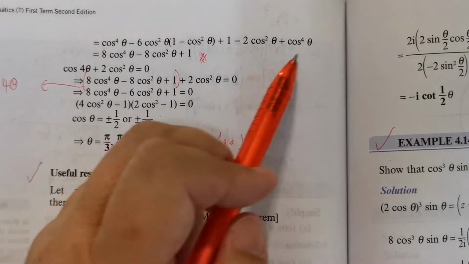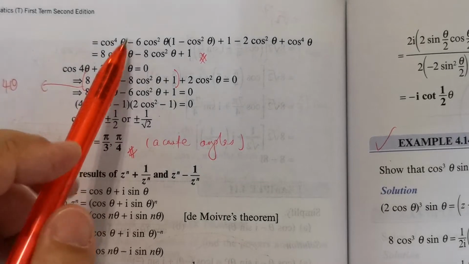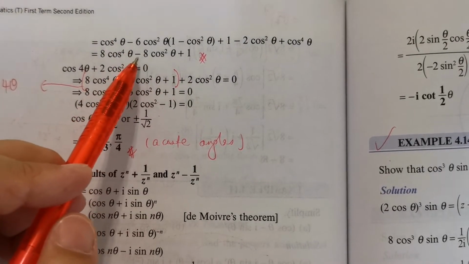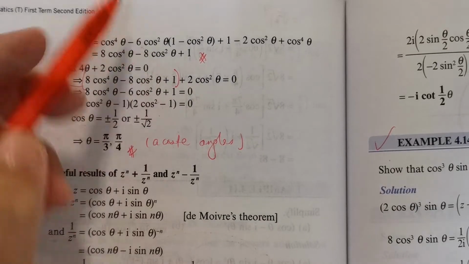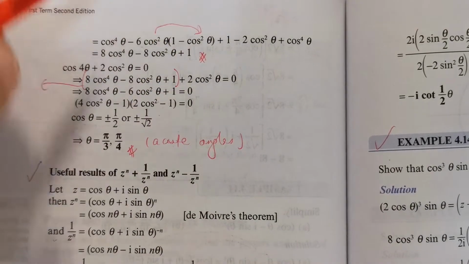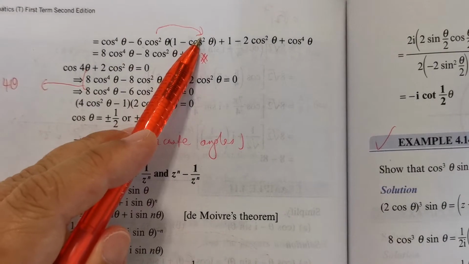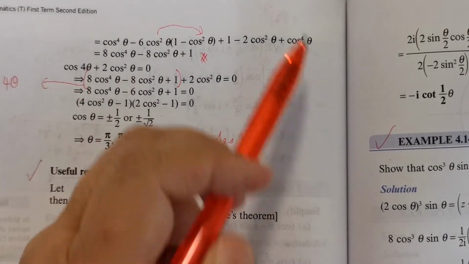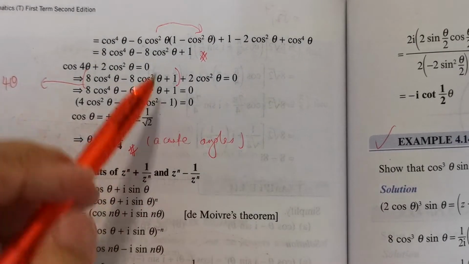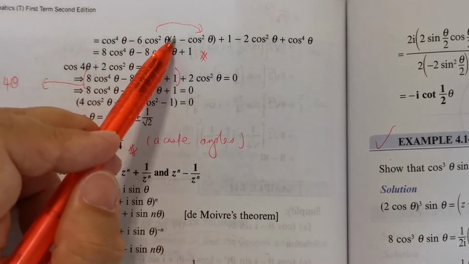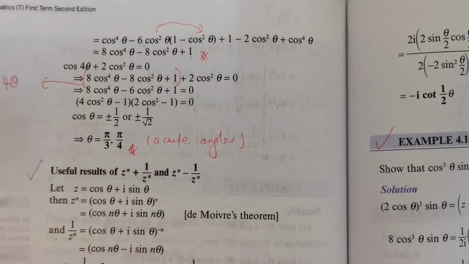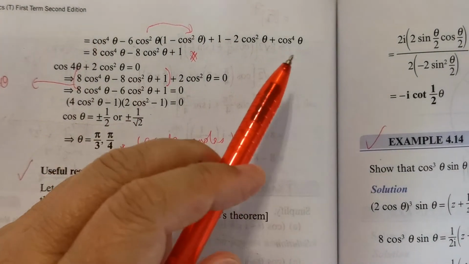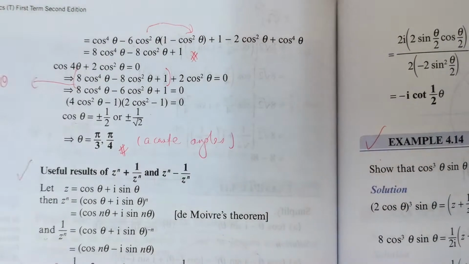Then after you rearrange everything, you get 8 cos power 4, because minus 6 cos square multiplied by cos square gives 6 cos power 4, plus 1 so plus 8. And for power square you also have 8: here minus 6, here minus 2, so minus 8. And then after that plus 1. This is how we prove it.